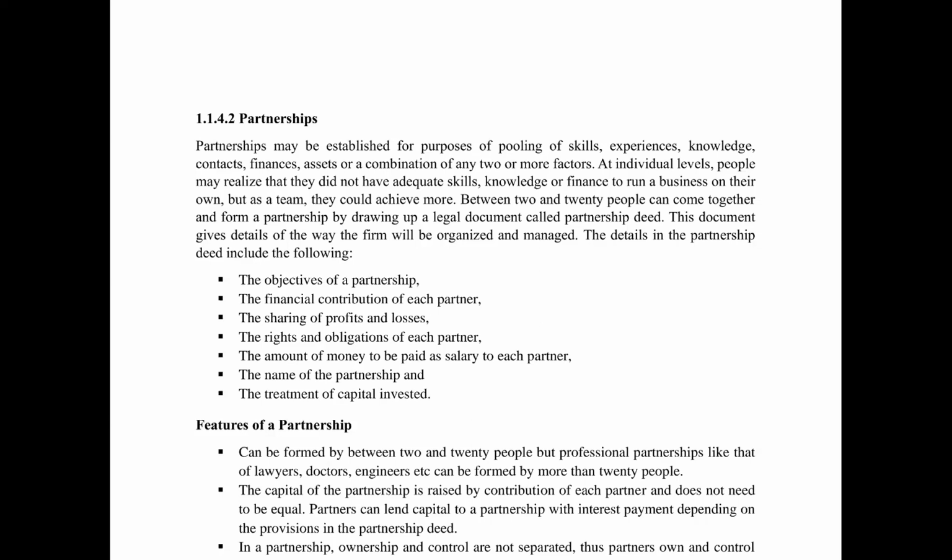Number 1, it has the objectives of the partnership, the financial contribution of each partner. It does have the sharing of profits and losses. It has the rights and obligations of each partner. It has the amount of money to be paid as a salary to each partner, and it has the name of the partnership and the treatment of the capital invested. Very important. Those are some of the things that should be there.